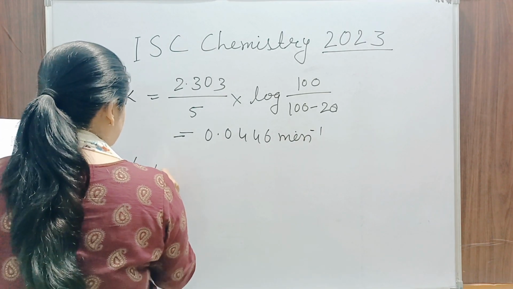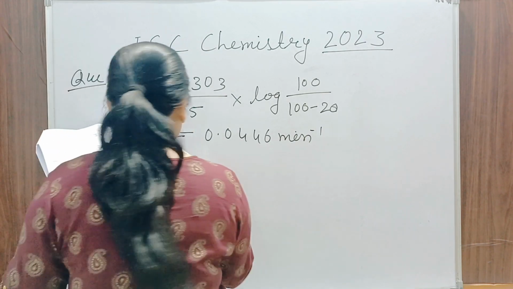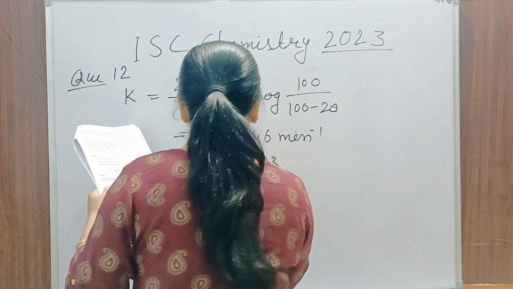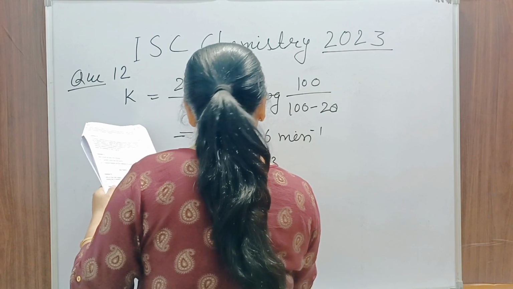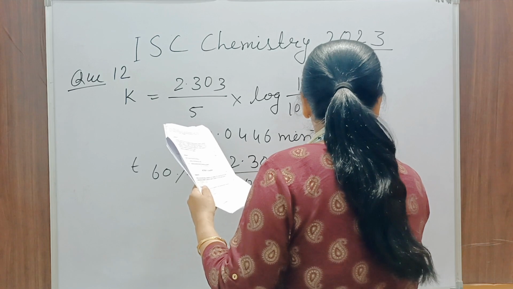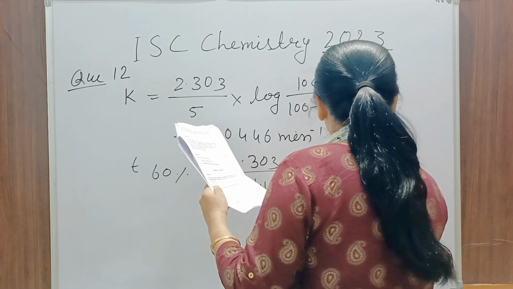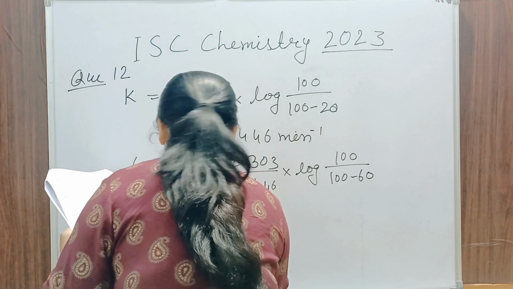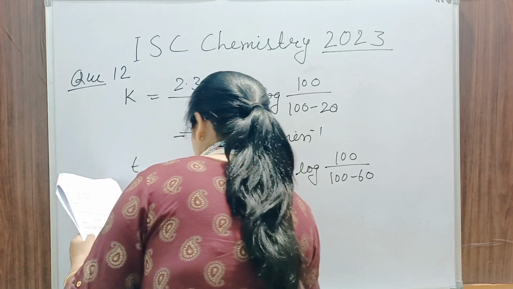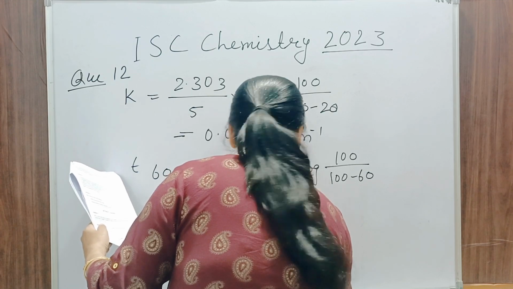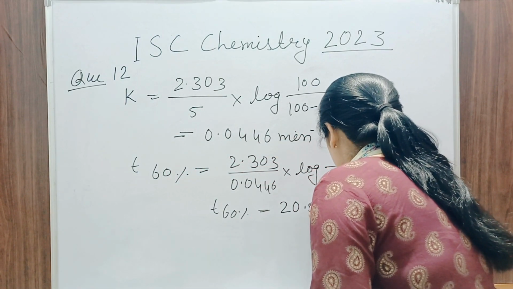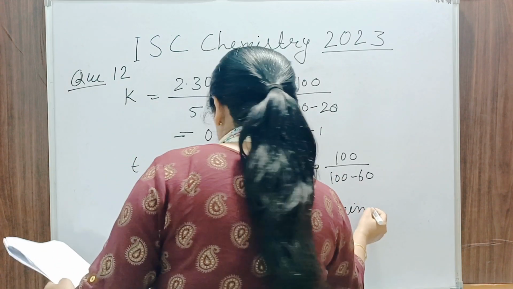So next one is the 60%. Time, suppose 60% is given in the question, is equal to 2.303 upon 0.0446 into log 100 upon 100 minus 60. So when we solve this, the time for 60% will be calculated as 20.54 minutes.